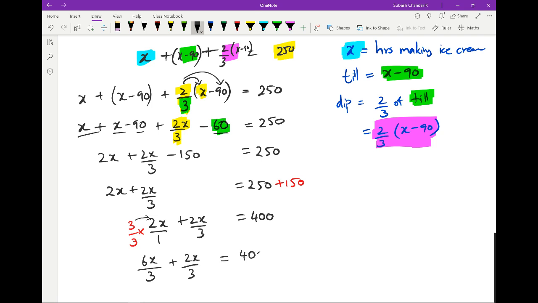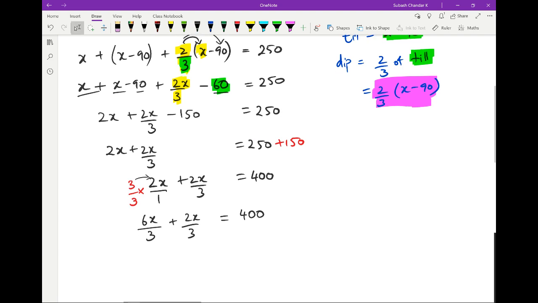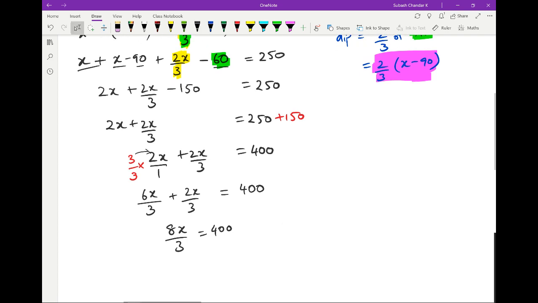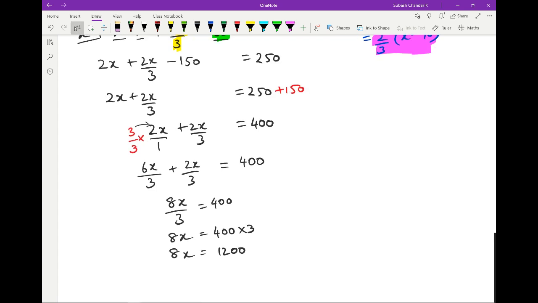And then on this side, I've got 400. Now, 6x plus 2x is 8x over 3 equals 400. And then I can rearrange this and say that 8x is equal to 400 times 3. So we're just going to go 8x is equal to 1,200. And then x is equal to 1,200 divided by 8.